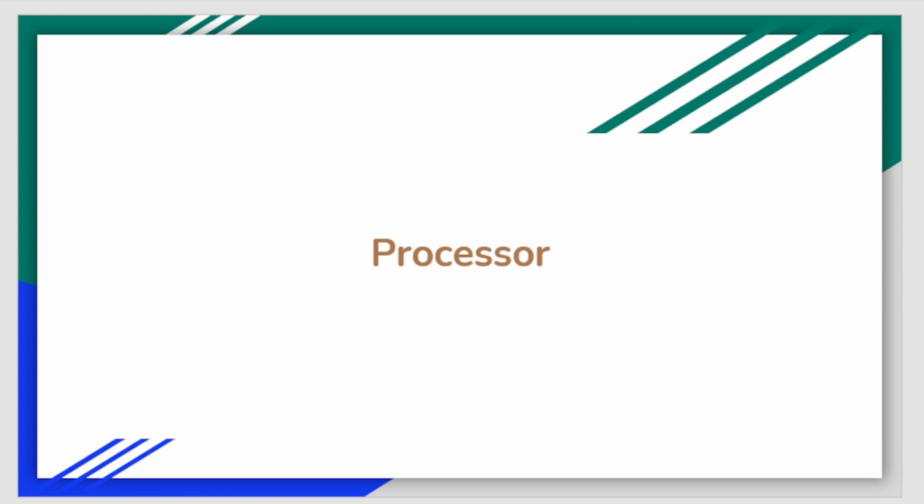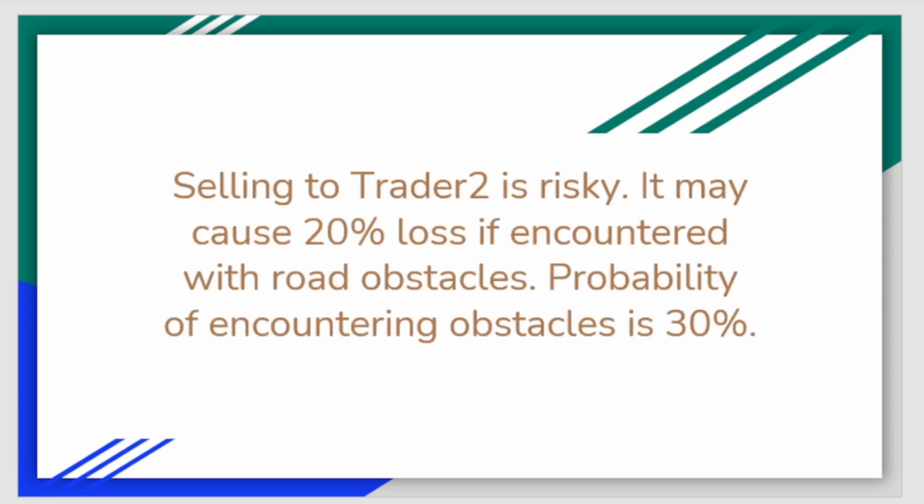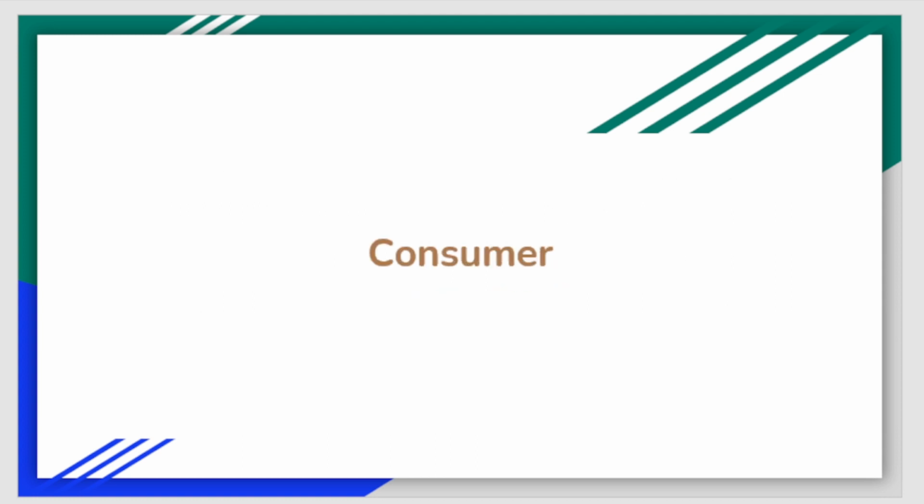Okay, for the processors, they can collect from either the farmers or collectors, and the associated cost you can see here, and the price you can see here. Processors can sell to trader 1 or trader 2 or to the consumers. Okay, and for trader 2, the scenario is the same. There are some sorts of risks, and it applies to all actors.